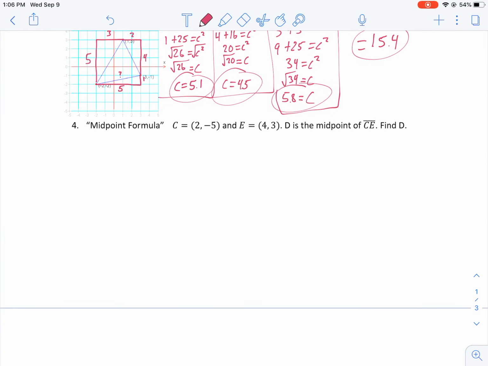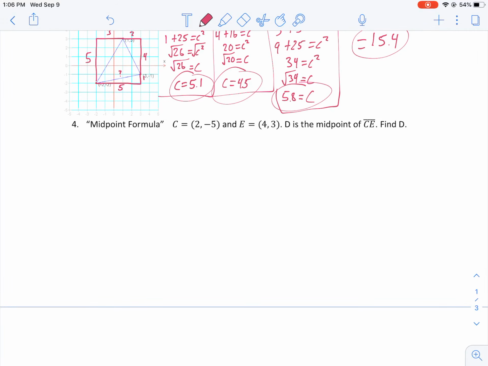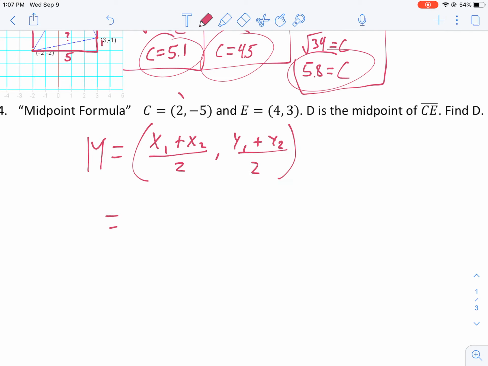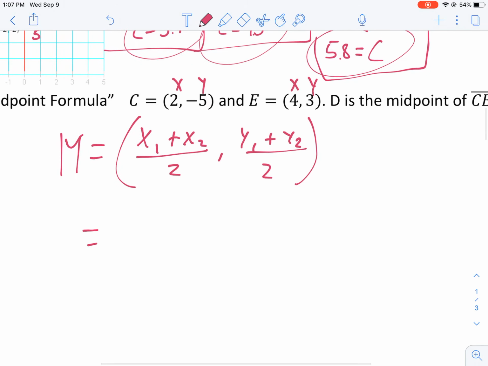Cool. Next problem, midpoint formula. If you don't remember, the midpoint formula is x1 plus x2 over 2, and then y1 plus y2 over 2. So remember, your x's go together and your y's go together. So if we label our points here, xy, xy, our x values are 2 plus 4. Our y values are -5 plus 3.